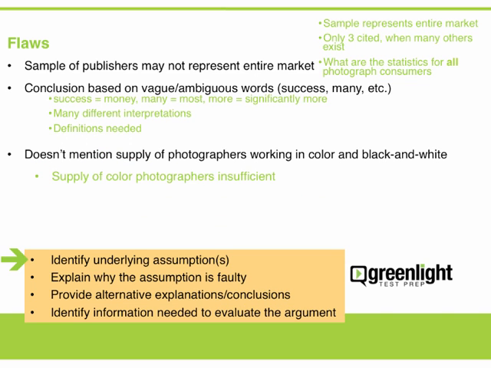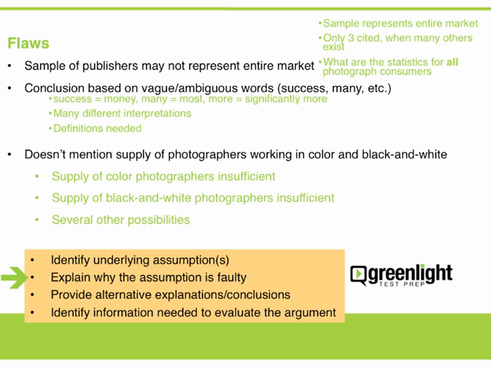For the last flaw, the underlying assumption is that the supply of photographers working in color is not sufficient. Related to this is the assumption that the supply of photographers working in black and white is sufficient. These assumptions are faulty because there are several possible scenarios involving the number of photographers working in either field. Finally, to help us evaluate the argument, we really need to know the supply of photographers in each field.